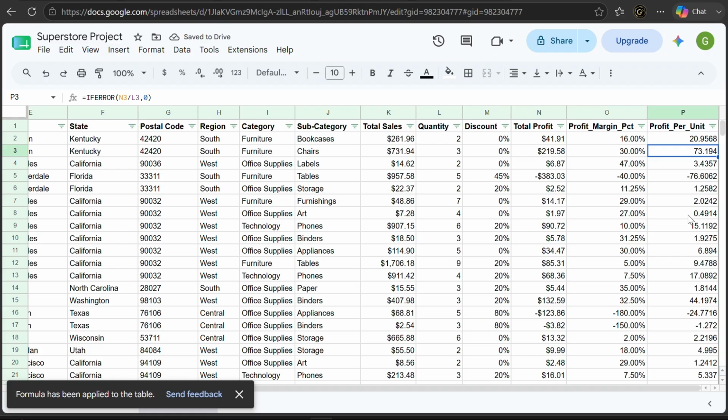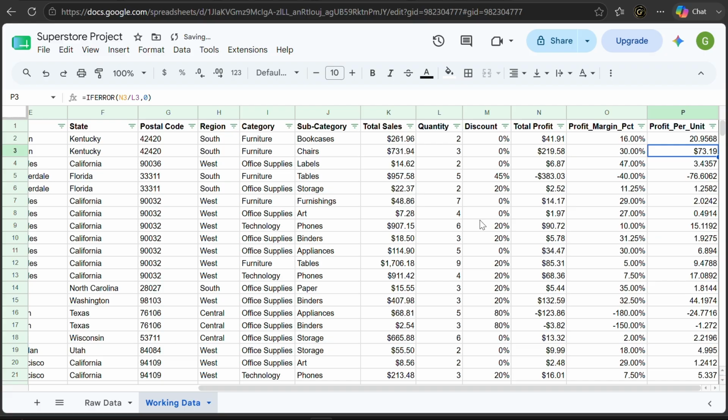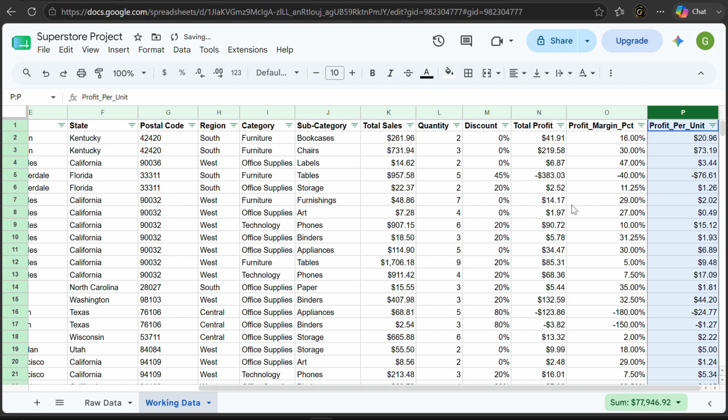Now I think it'd be nice to just format this as a currency. Oh no, sorry, it's supposed to be the whole column. I'm going to format it as a currency. So yeah, we have our profit per unit now. Right, the calculation is done for us already.